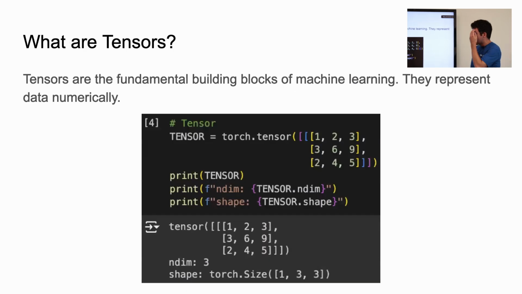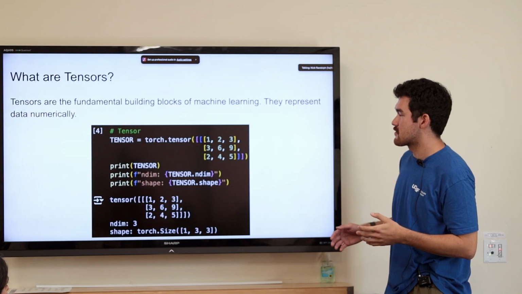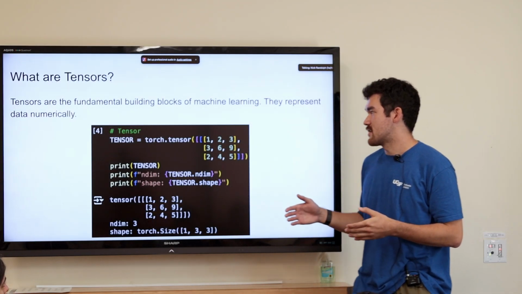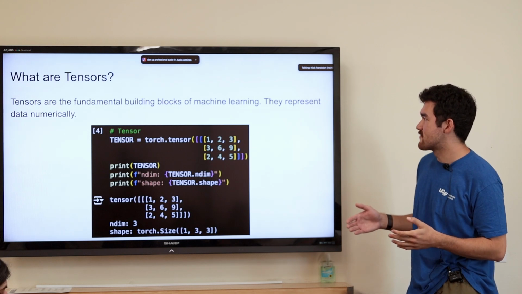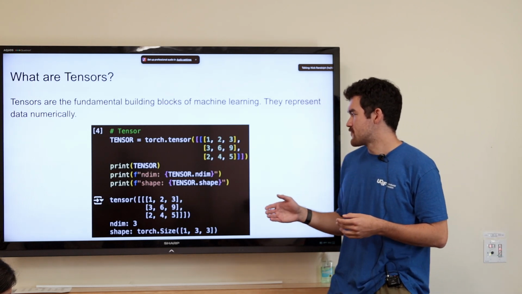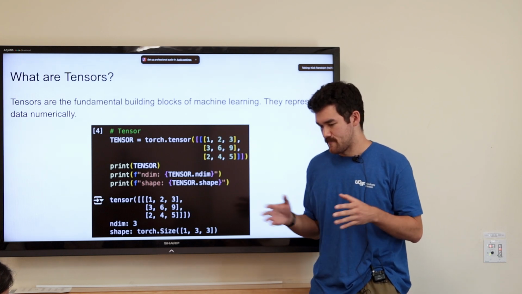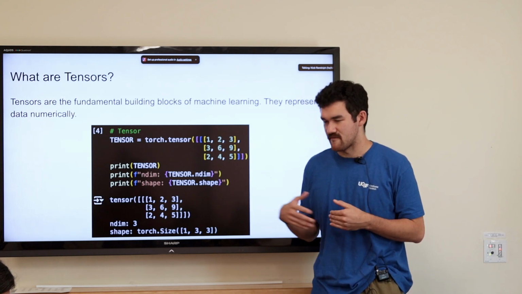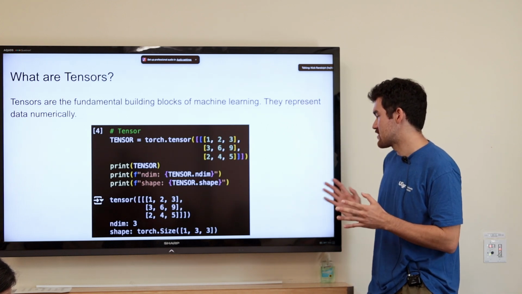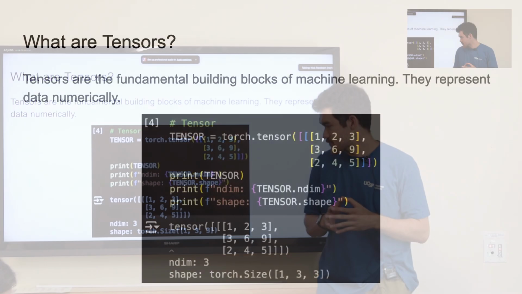Okay. And when working with PyTorch or really any sort of deep learning library, you hear about tensors a lot. Tensors are simply the fundamental building blocks of machine learning, and they represent data numerically. Tensors are a generalization of vectors, and they can have any number of dimensions and shapes within each dimension.